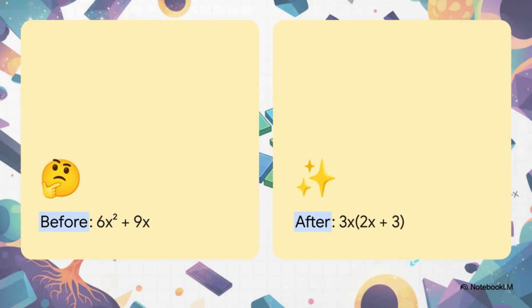And just look at the difference it makes. On the left, we've got 6x squared plus 9x. It's fine, but as soon as we identify and pull out that GCF, which in this case is 3x, bam! The whole expression is instantly cleaner, simpler, and way easier to deal with.